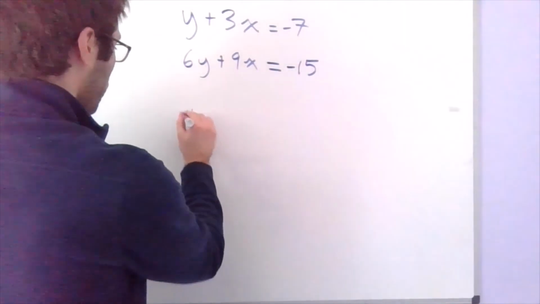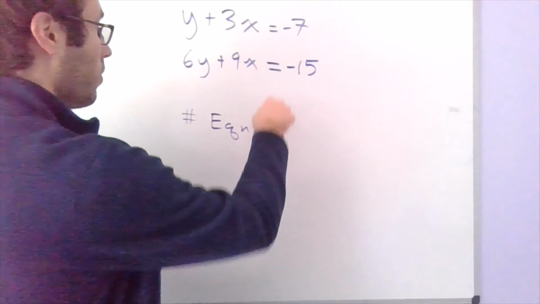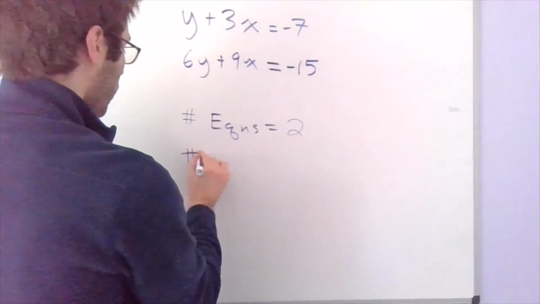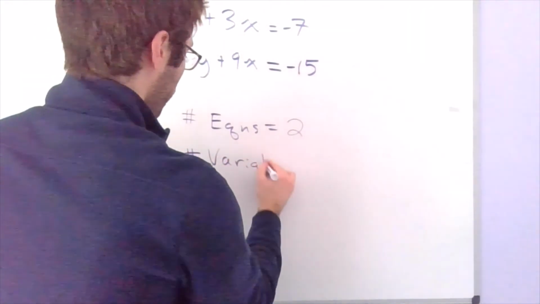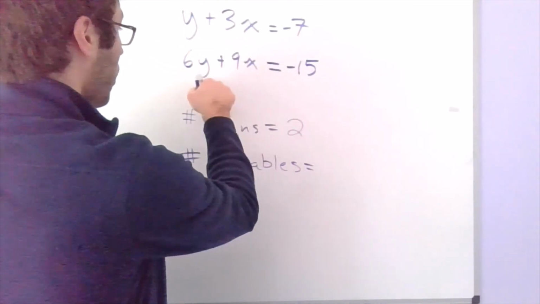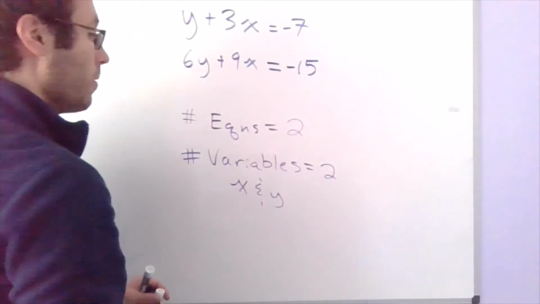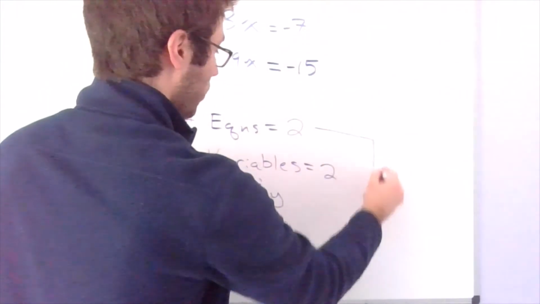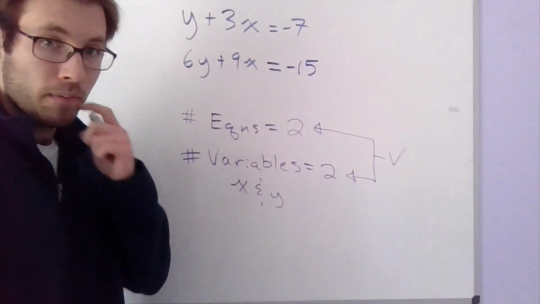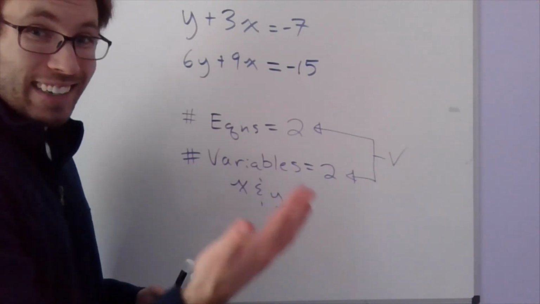The number of equations is equal to, so we have two equal signs here, so 2. And then we have the number of variables. Well, we see that x and y are only two variables here. That means we have two variables here. When these match, it means you can figure out what those are numerically. It means you can figure out what x is and what y is numerically. That's the important idea of this.